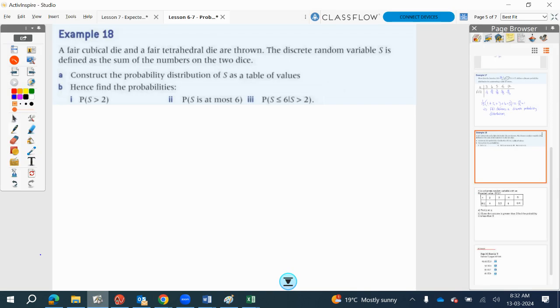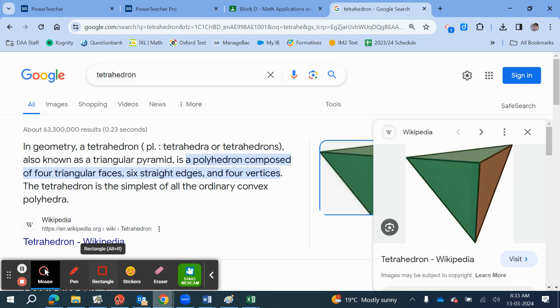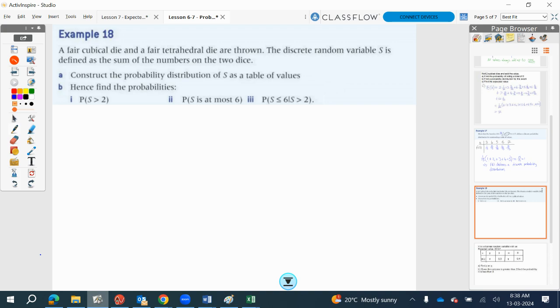So, a fair cubical dice and a fair tetrahedral die are thrown. Discrete random variable S is defined as the sum of the numbers of the two dice. Construct a probability distribution of S. Have a go at this now. I'll give you a minute or two to try this exercise. Okay, I'm just going to make my table while you guys continue working.